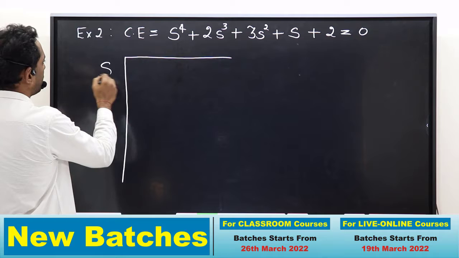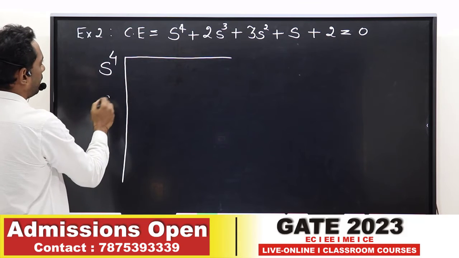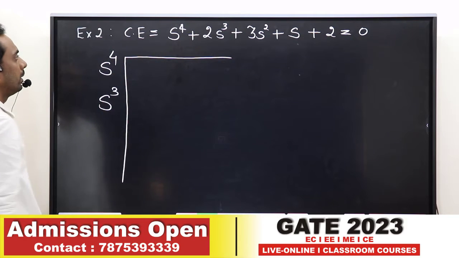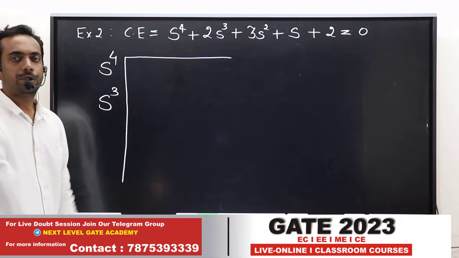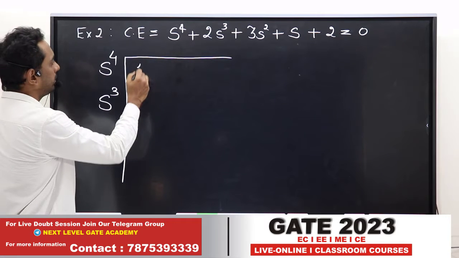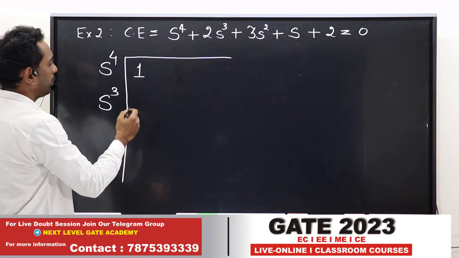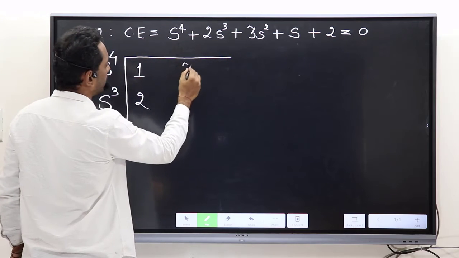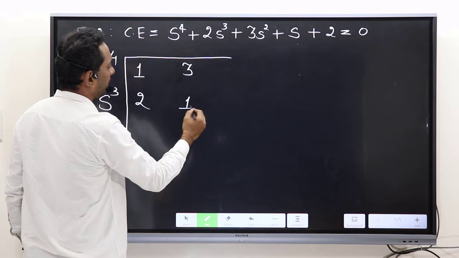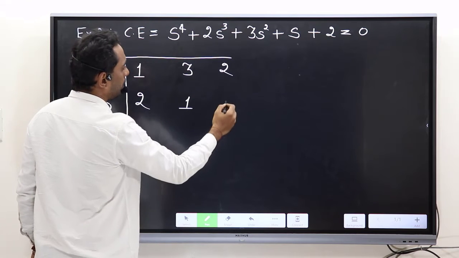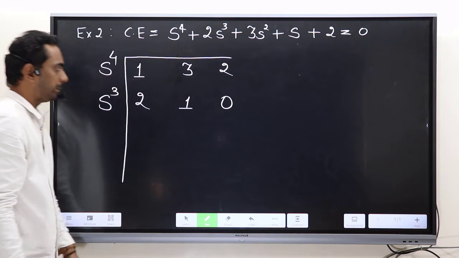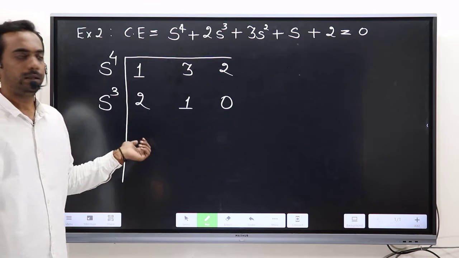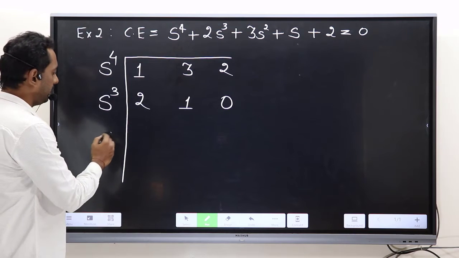So here will come s raised to 4, s cube. Coefficient of s raised to 4 is 1. The coefficient of s cube is 2. Then we have 3 and 1, so it is 3. Then we have 1, and at last 2 and 0. So you have to find the next remaining coefficients or the elements.